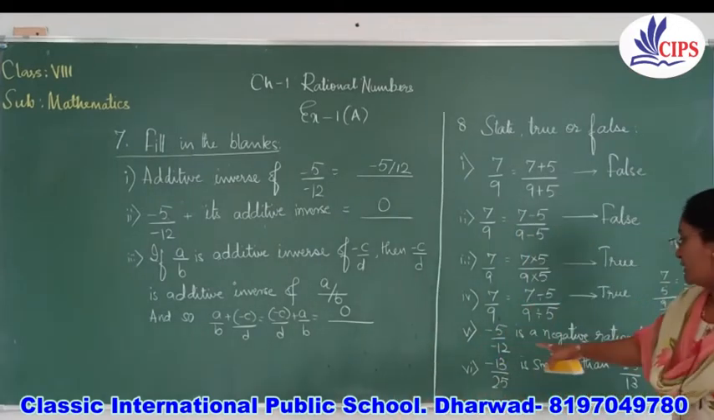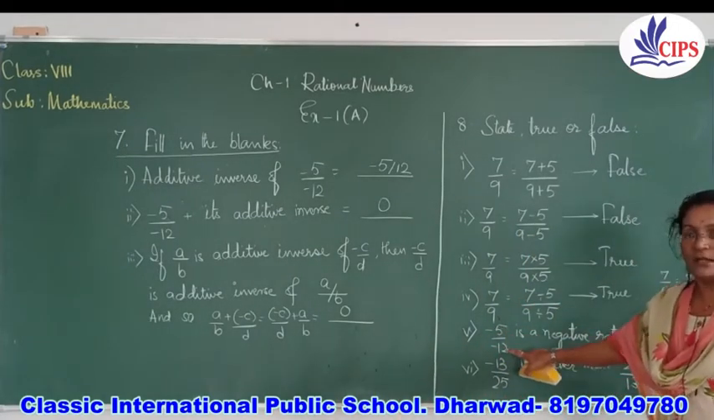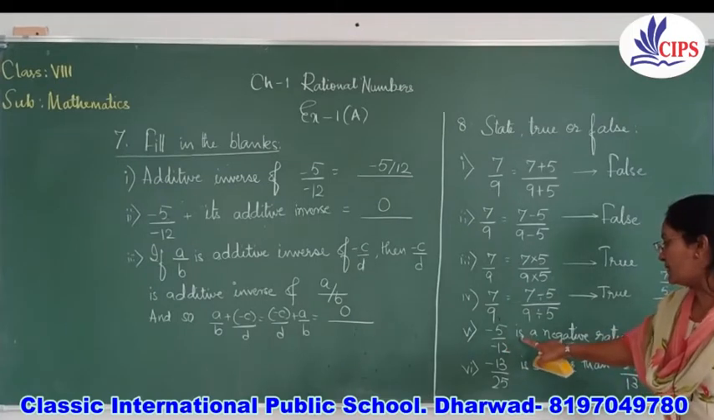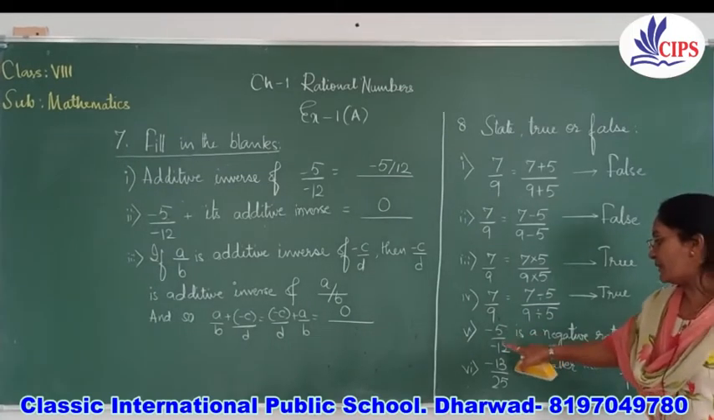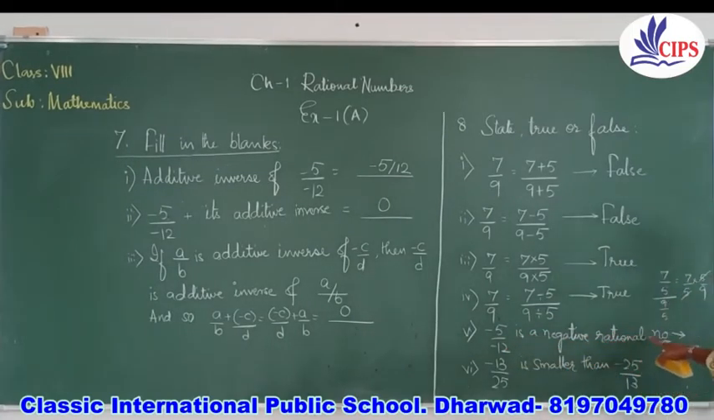Now you can see here minus 5 by minus 12. Here it's a positive number, but what they have given you is that minus 5 by minus 12 is a negative rational number. So what will be your answer? True or false? Yes, minus 5 by minus 12 is a negative rational number, it's false.